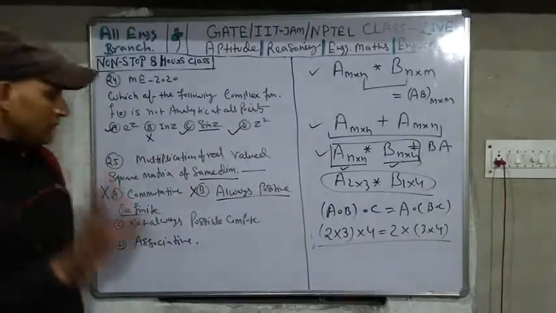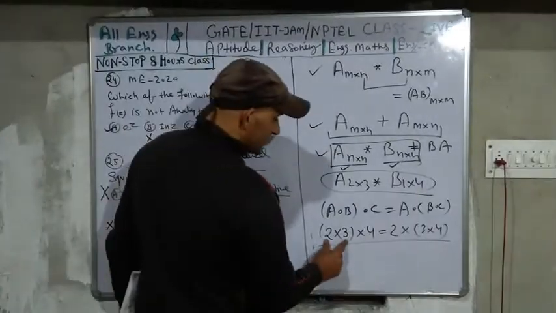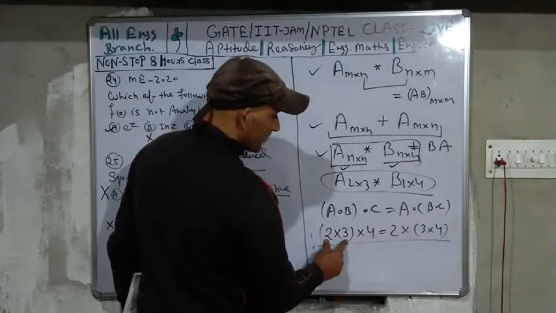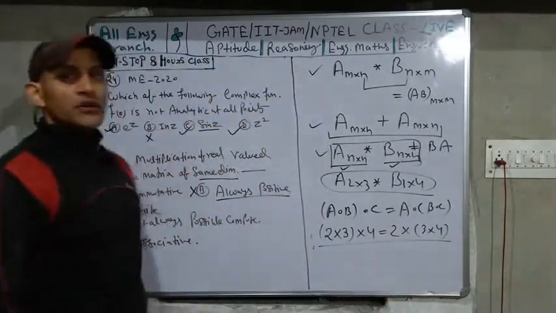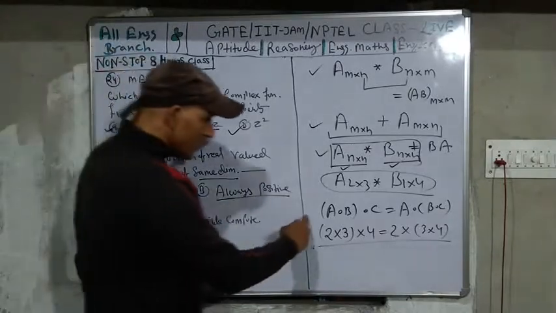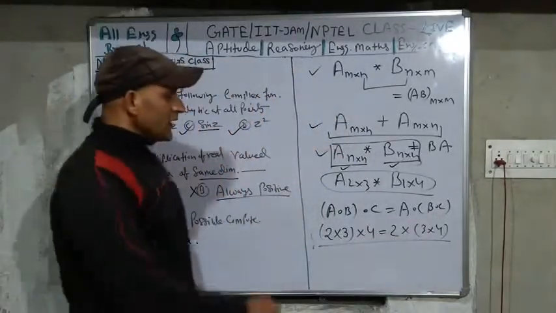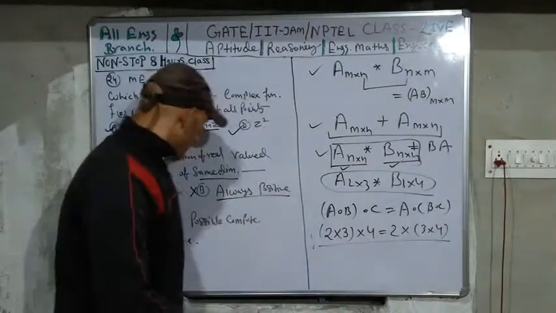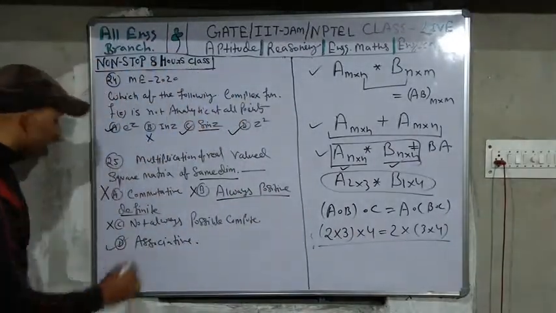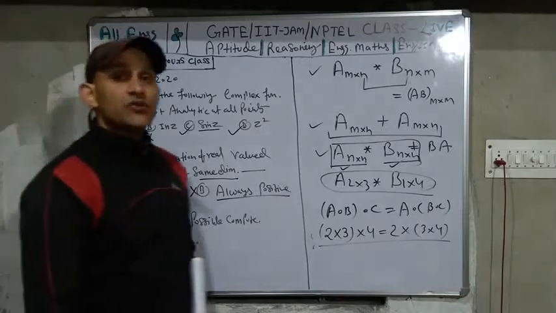There is no problem. Either you multiply 3 into 4 is 12, 12 into 2 is 24, or 2 into 3 is 6, 6 into 4 is 24. You will get the same result. Similarly, for matrix multiplication, whichever you compute first, you will get the same result. So that is the correct answer for matrix multiplication. I think that you understand.